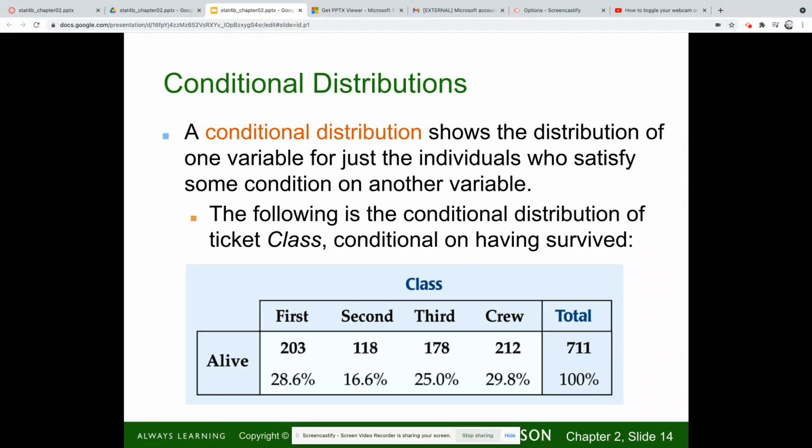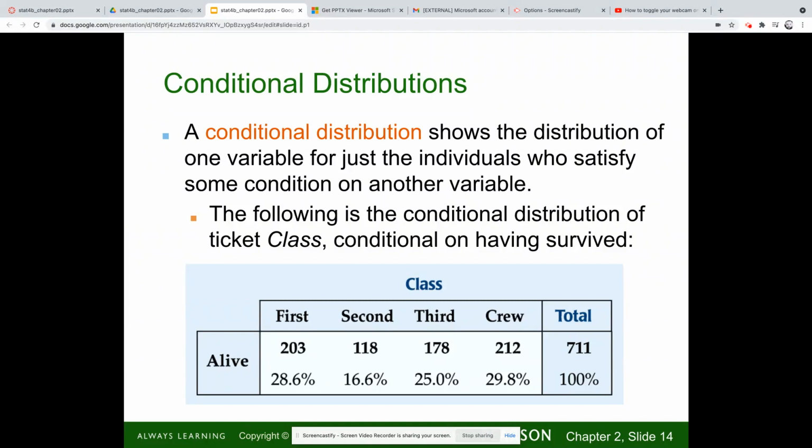That's not cool. A conditional distribution shows the distribution of one variable for just the individuals who satisfied some condition on another variable. So the following is a conditional distribution of ticket class conditional to having survived. So it's the same thing. 28.6% of the first class members survived. 16.6% of the second class members survived, relative to the total. So there were 711 people that survived, right? And then 28.6% of those people were first class.